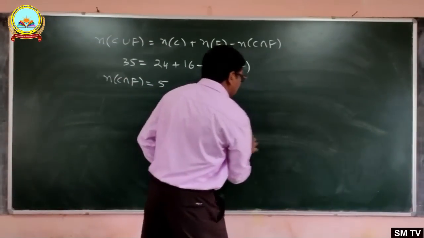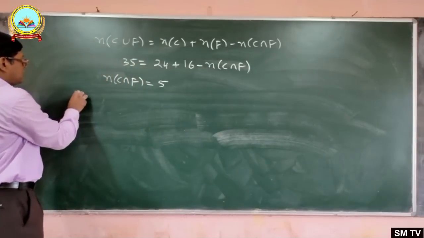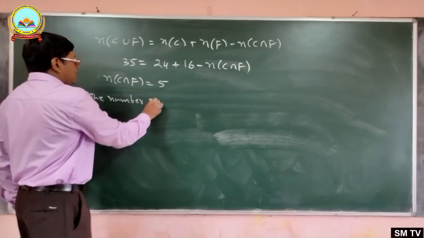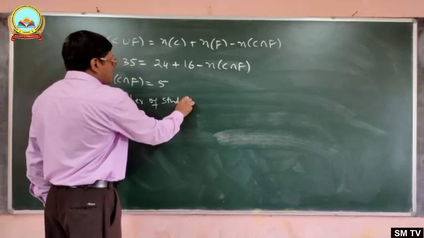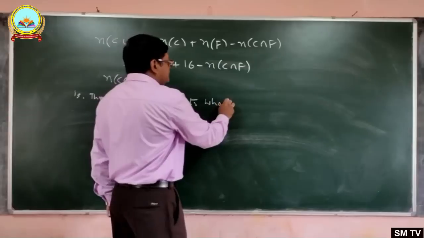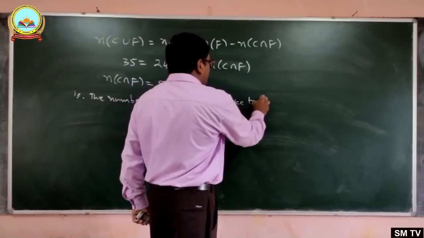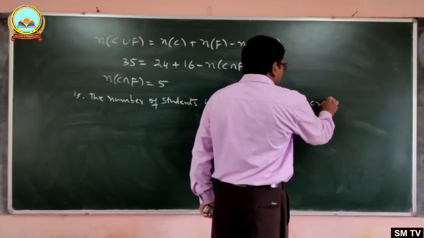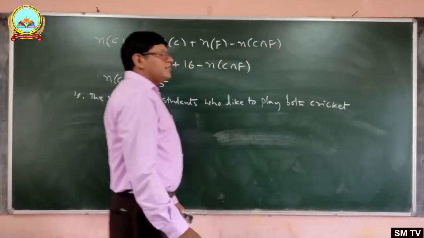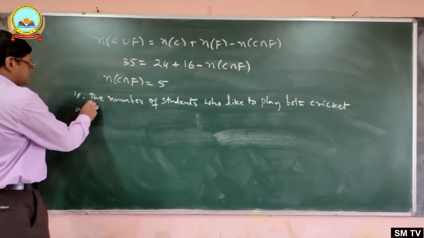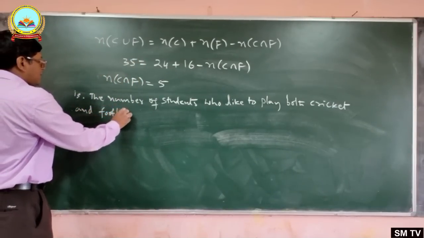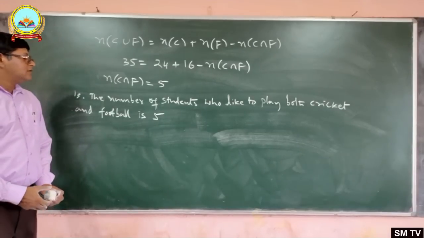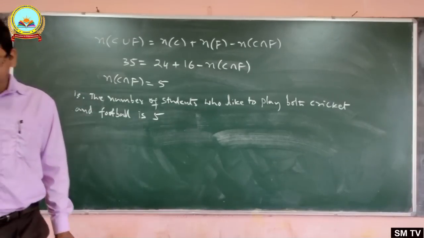So write a conclusion, that is, the number of students who like to play both cricket and football is 5. Right. Next one.